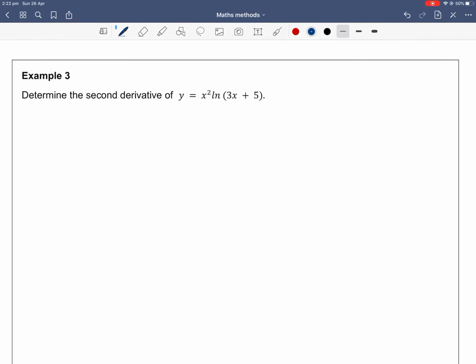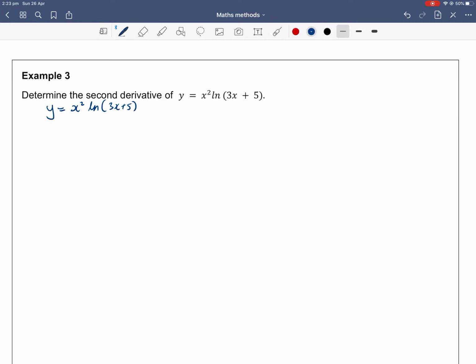Okay, so let's finish off today with example 3, which says work out the second derivative of the function y equals x squared times log of 3x plus 5. Now, because we've got a product of two different functions involving x, we must use a product rule. So let's write down our function: y equals x squared times ln of 3x plus 5.